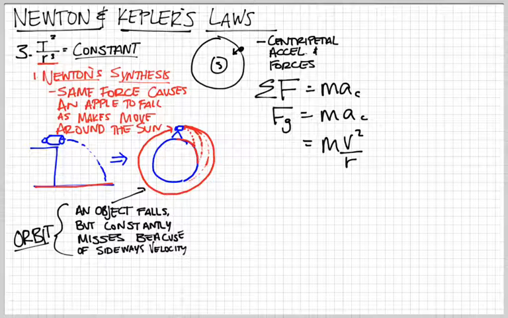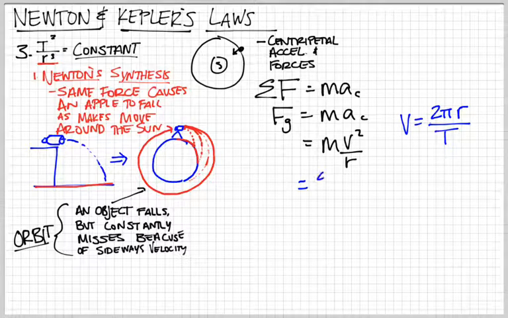But if we're going to stay true to Kepler's laws, we need to use period. So we said, okay, we'll say that velocity is equal to the distance that the planet travels, 2 pi times its radius, divided by how long it takes to travel that distance, which is just the period.